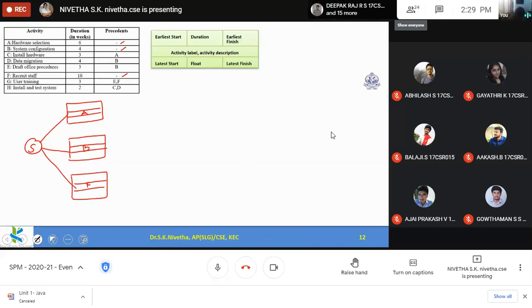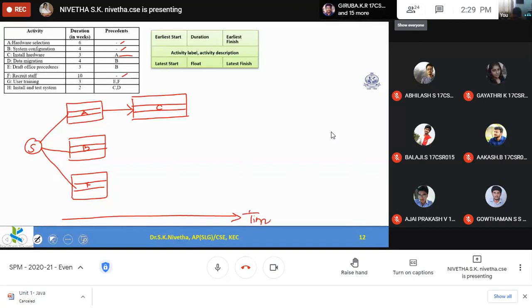Now, after A is completed, we can start C. So as per this, after A is completed, we can start C. So I am drawing C here. This is activity C. After A, C can be completed. So after A, I am drawing this, which means in the timeline, this is the timeline. Okay, this is the timeline. So C must be next, A must be first. So in that way, we should interpret that.